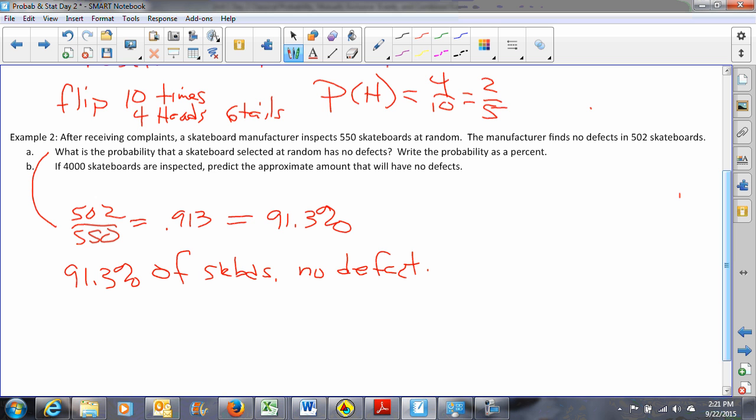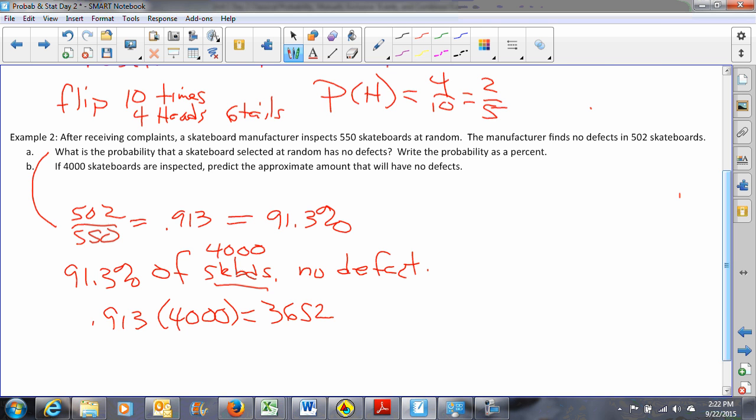And you learned this, actually, I think before algebra. If you want 91.3% of a number, and in this case they gave us 4,000 as the number of skateboards, we would multiply 0.913 times 4,000, and that actually gives us something like 3,652 of the skateboards we would expect to have no defects.